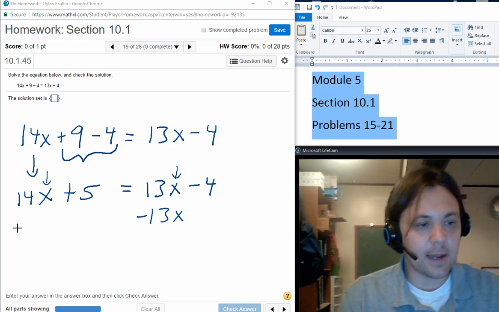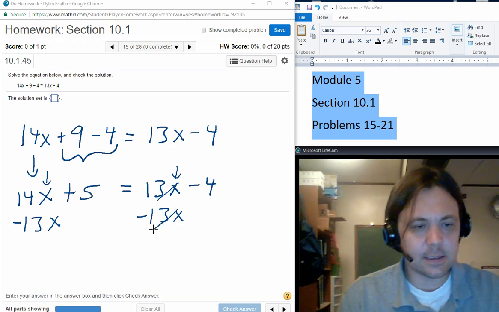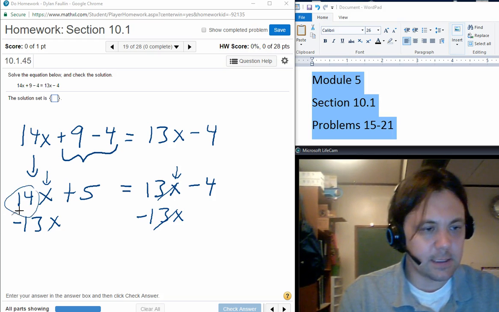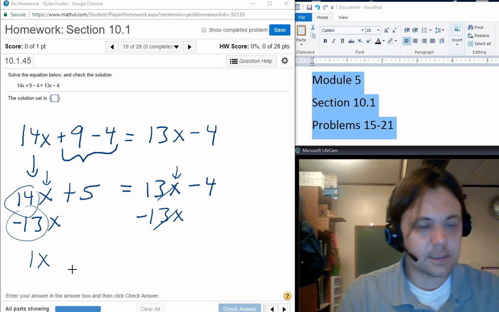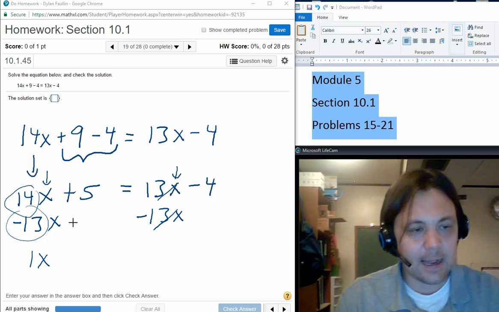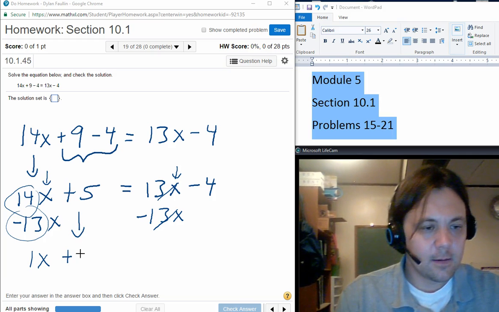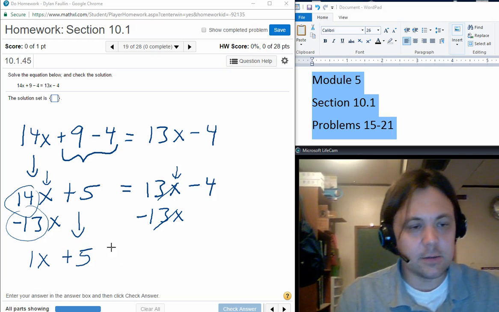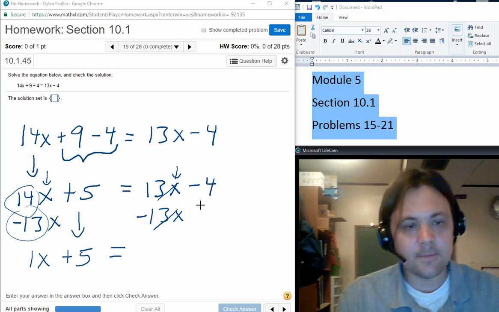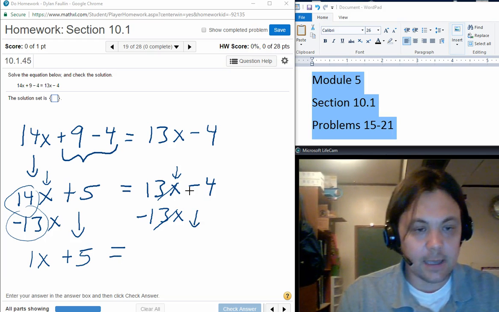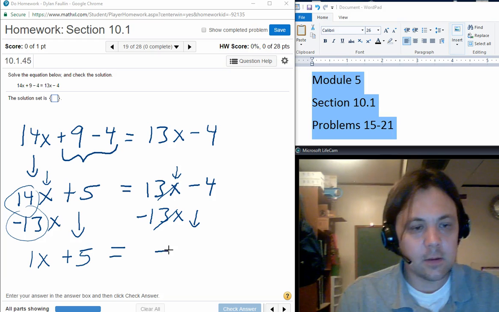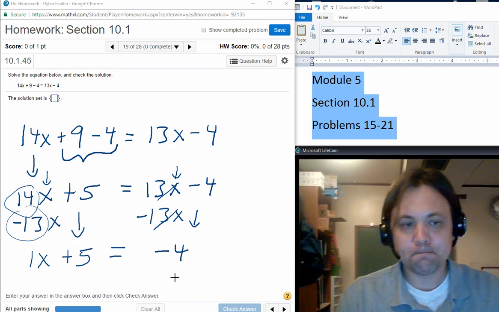If I do that to the right-hand side, I do the same thing to the left-hand side. The 13x's are going to cancel out. 14x minus 13x, 14 minus 13 is positive 1. The variable part just gets copied down. The plus 5 we didn't do anything with, so we'll go ahead and copy that down. And the same thing with the negative 4 here. This minus 4 will now become a negative 4.